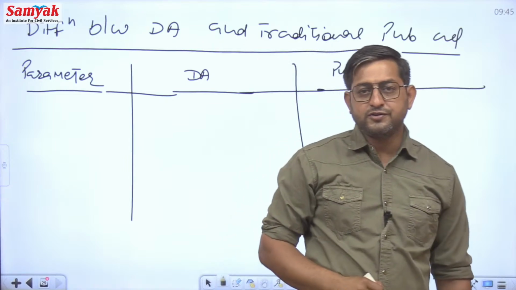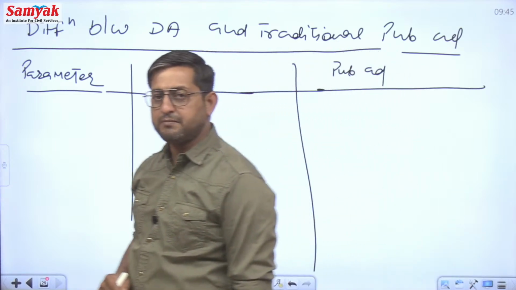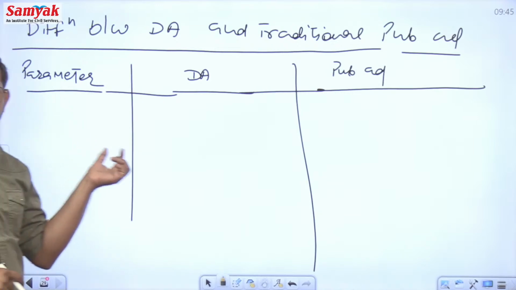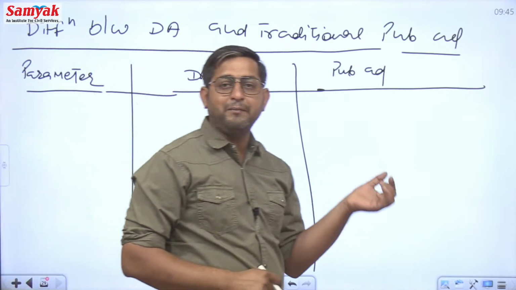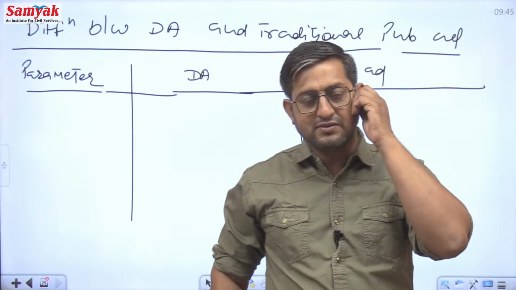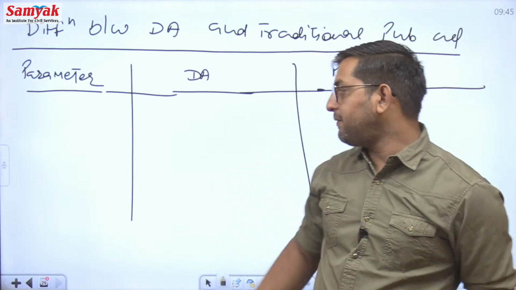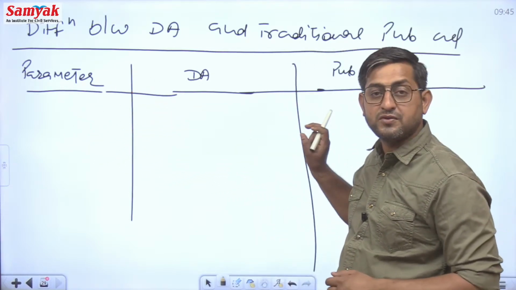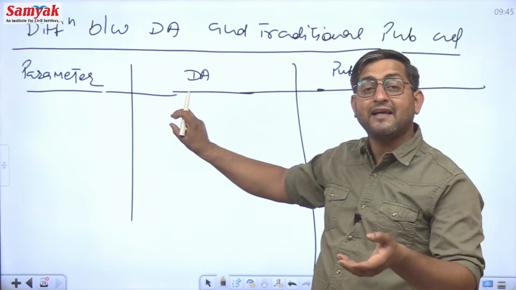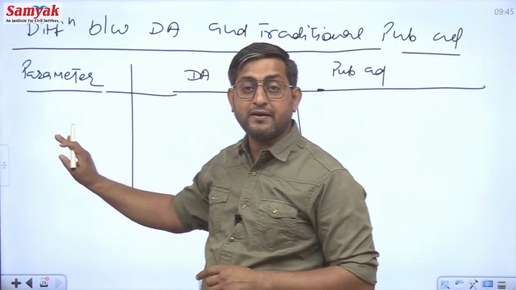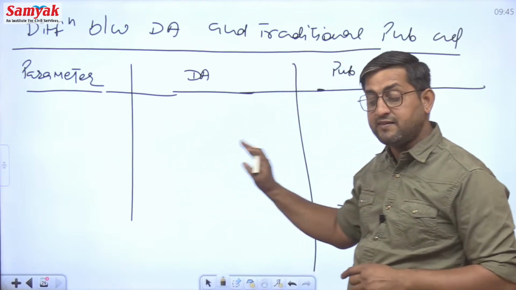Whenever you are using the tabular form for answer writing, remember that there should be one small box on the left side where you can write the parameters. Because whenever you classify or differentiate something, if you write the parameter over there, then you will have to write very little in these columns. Otherwise, you will have to be a little bit explanatory in these columns. But if you segregate out the parameter, then you need not be explanatory in these columns.